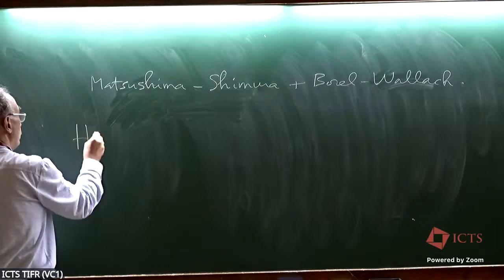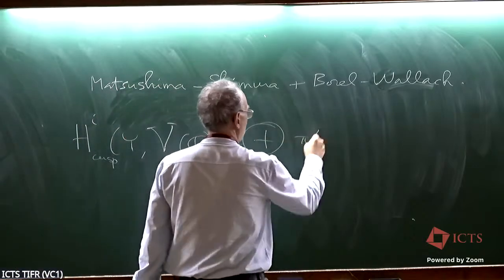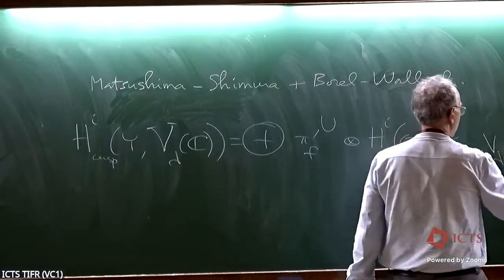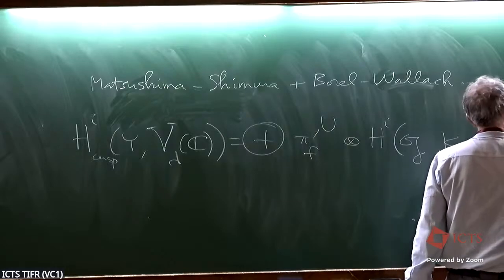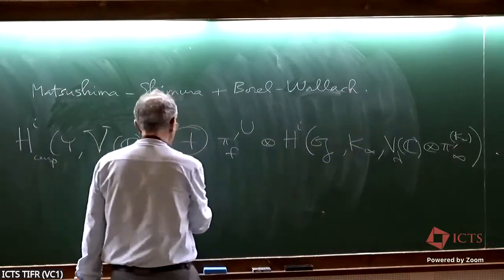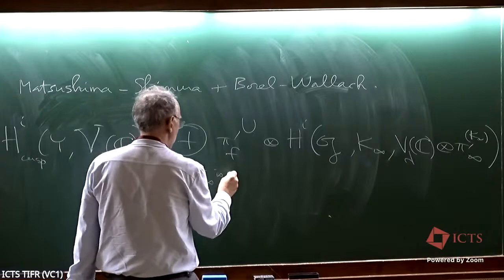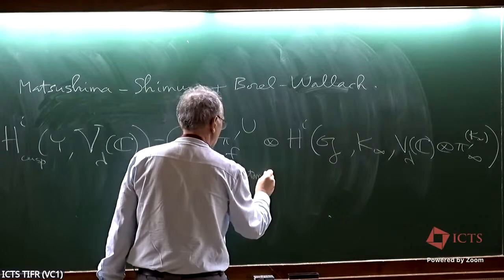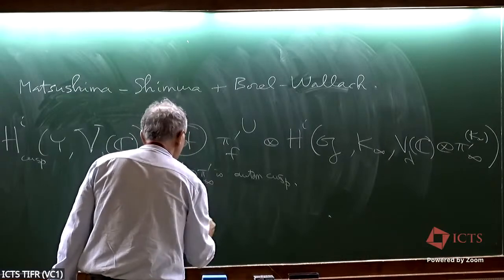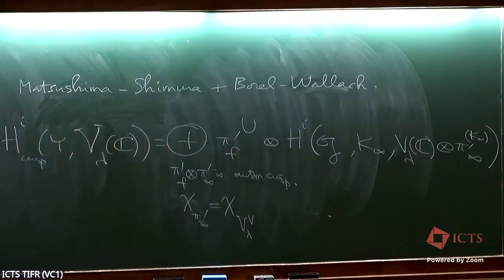So this is that the cohomology H^I cuspidal Y V lambda C can be decomposed as sum of pi prime_f fixed by U tensor H^I (g, K_infinity, V lambda C tensor pi prime_infinity), over all the pi primes such that pi prime_f tensor pi prime_infinity is automorphic cuspidal, where the infinitesimal character of pi prime_infinity is the infinitesimal character of V lambda dual. So you have this decomposition.